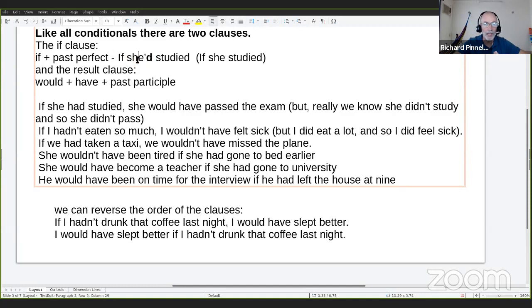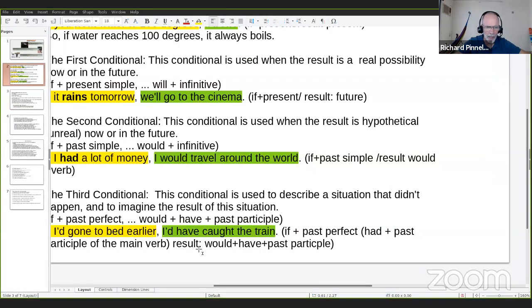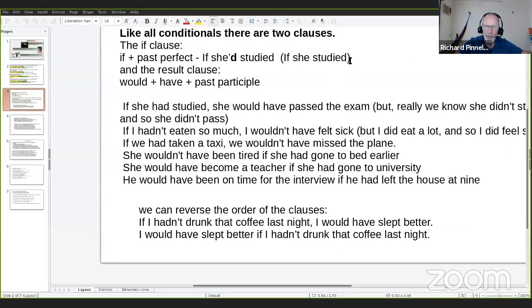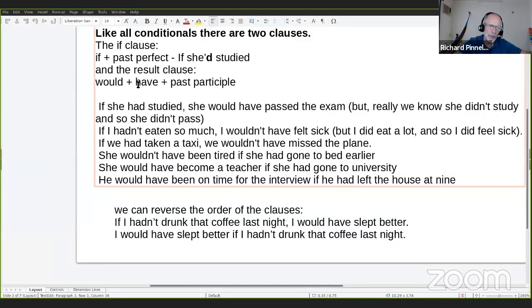This is what it would be like in the third conditional. If she'd studied, and this one in the second conditional, if she studied. With the other verbs, the example that we saw earlier, it's easier to hear because go is an irregular past. And in the past, it would be if she went. But with regular verbs, it's more difficult to hear. So to form the third conditional, we need to use if plus past perfect. And in the result, we need to use would plus have plus past participle.